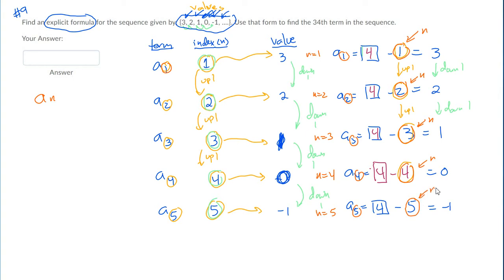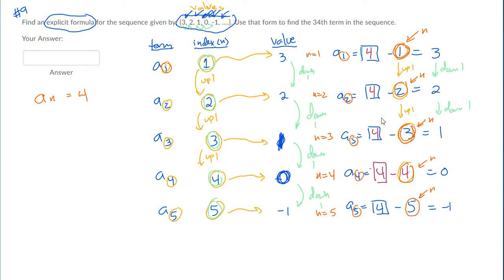As I go up by the terms, as the terms keep clicking up by 1, my n numbers are going up. Okay, so that says that the formula has to use the n number. The 4 doesn't change. So my formula has to start with a 4. The 4 is not changing. But I seem to be subtracting the n number. I'm subtracting a 1, then I'm subtracting a 2, I'm subtracting a 3. For the fourth term, I'm subtracting a 4.